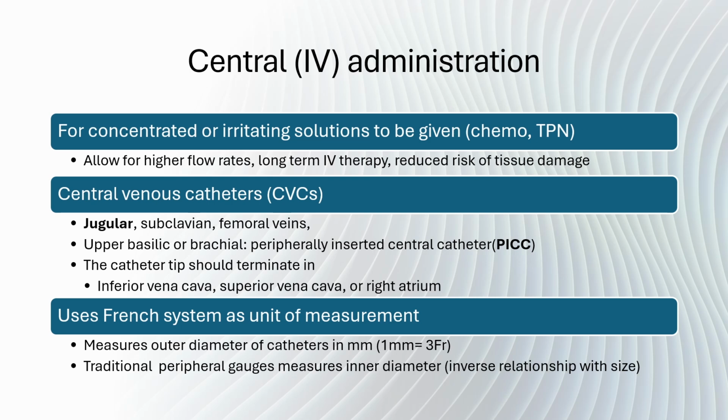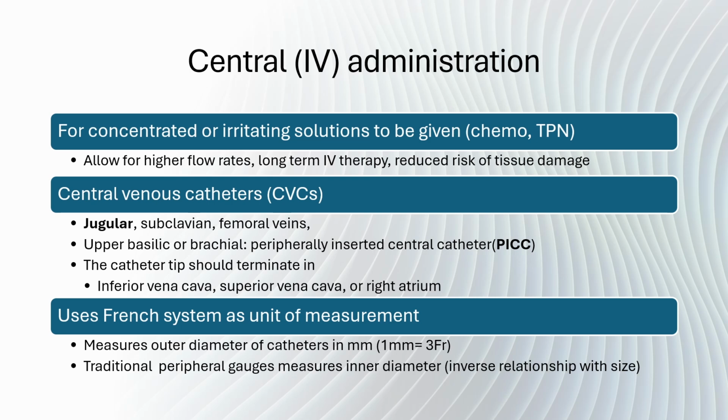or the right atrium. Central lines are used to provide medications that are irritating or concentrated. For example, total parenteral nutrition and chemo require administration through a central line. Unlike peripherally inserted catheters, these catheters are meant to stay in place for an extended period of time.